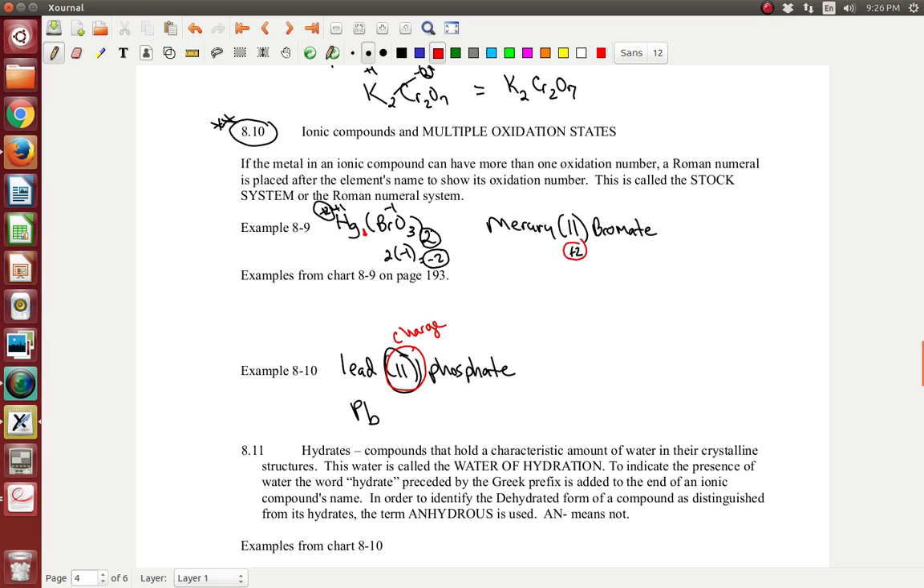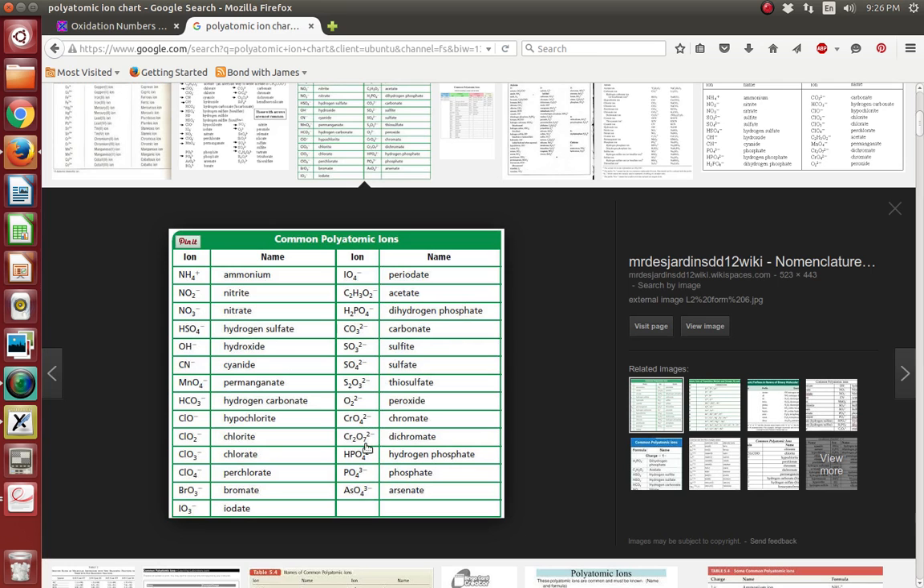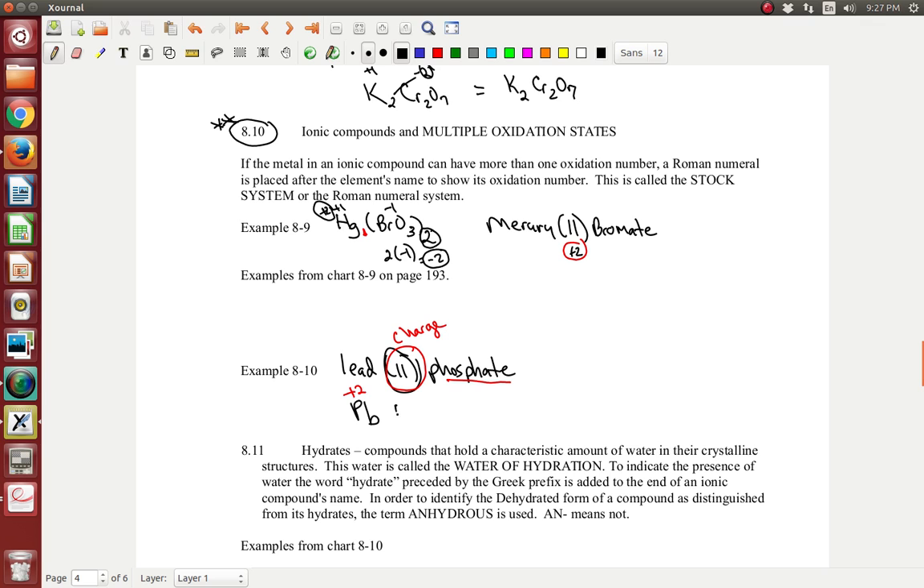And then what is this? That's the phosphate ion. So then you'll have to go look at your polyatomic ion chart and find phosphate. There it is, phosphate. Now your polyatomic ion chart looks different than this one, but it'll have the same answer. Phosphate, PO4, 3 minus, or minus 3. It has a minus 3 charge. PO4, and the charge for this phosphate is a minus 3.